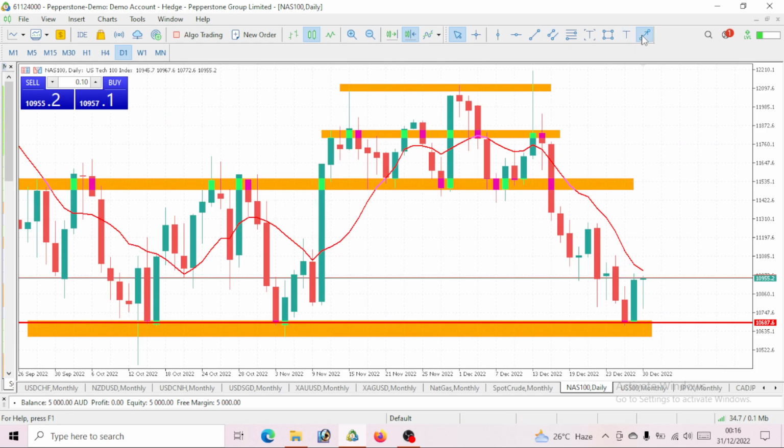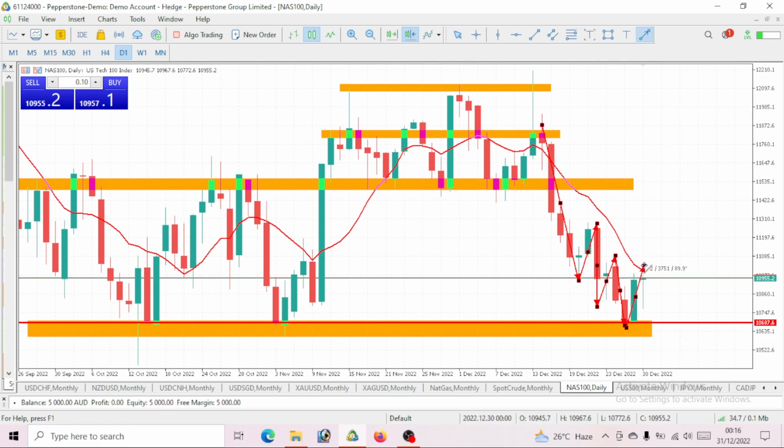Now take a look at this NASDAQ 100. You will see this to be a drop. You can now take a look at this to be a pullback. Then again, a new drop that broke these previous lows, and this will be a pullback.